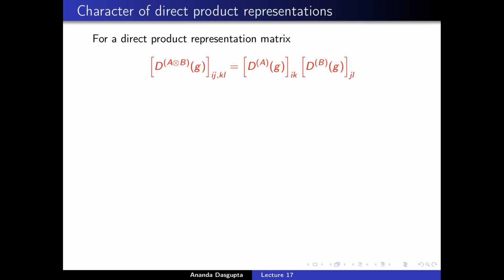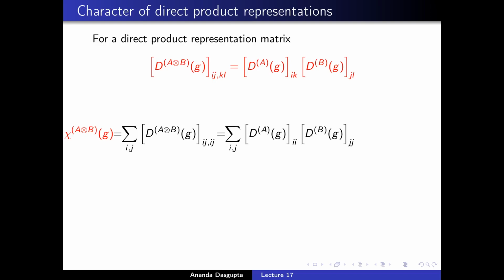So from here it follows trivially that the trace of the direct product representation matrix on the left is what you would obtain if you were to put k and l equal to i and j respectively, hence getting a diagonal element, and then summing up over i and j. So this is what the character is. But if you now replace D^{A×B}, ij comma ij, by its corresponding result in terms of the individual matrices, you get D^A(G)_ii and D^B(G)_jj, summed over i and j.